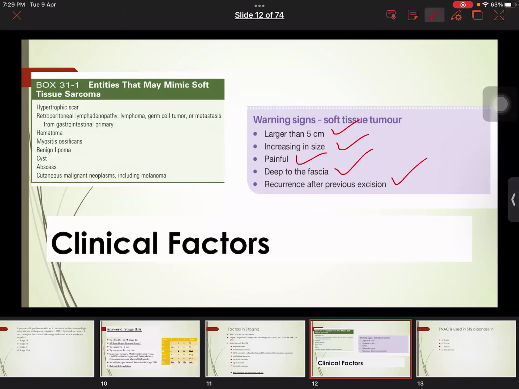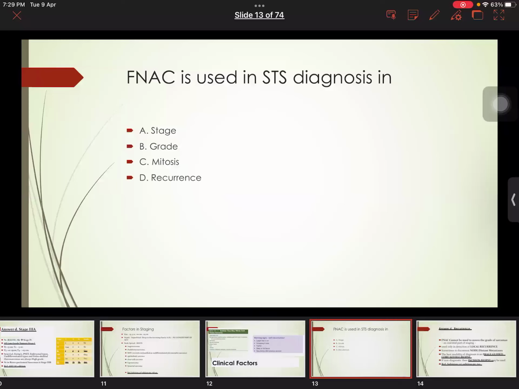Now, there are also other things that can mimic a soft tissue sarcoma. It may be a scar, a pseudotumor, a hematoma, myositis, benign lipomas, or an abscess. Many of these will mimic a soft tissue sarcoma. But by and large, the biopsy will establish the diagnosis as far as what the soft tissue sarcoma is concerned. So, FNAC is used in soft tissue sarcoma diagnosis.